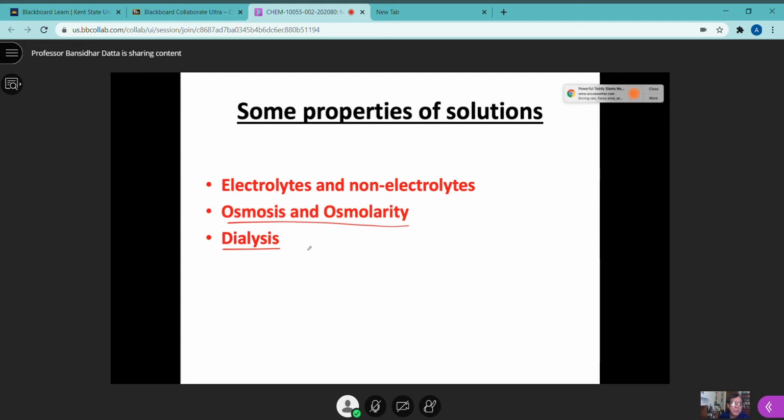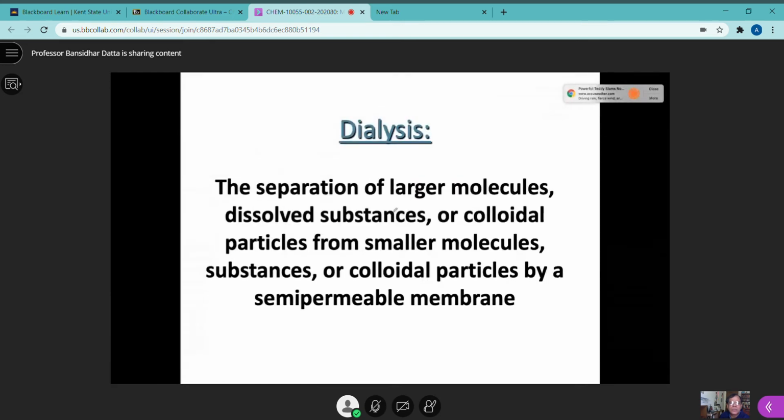Dialysis is the phenomenon. Basically, we dialyze. So if we have two solutions, one has some electrolytes, another doesn't have those electrolytes, then if we put them together somehow, they will diffuse. That's called dialysis. By definition, it looks like this.